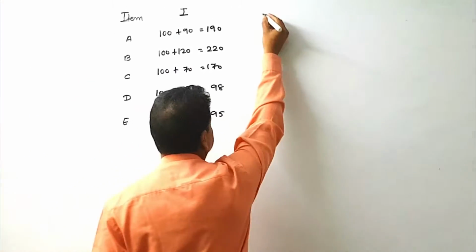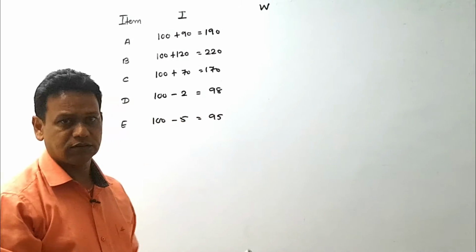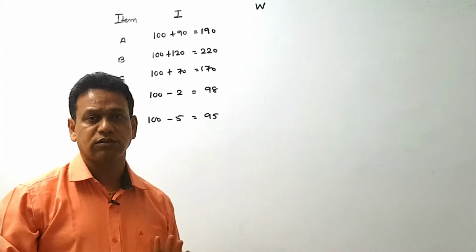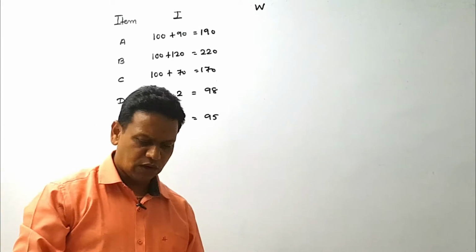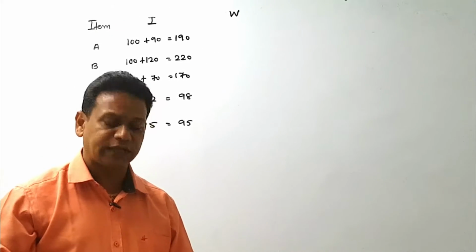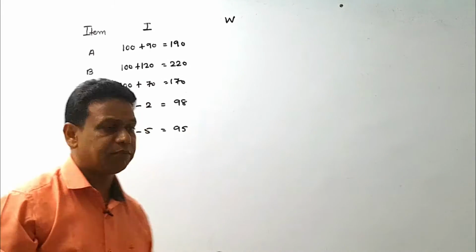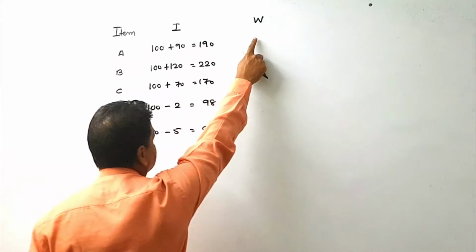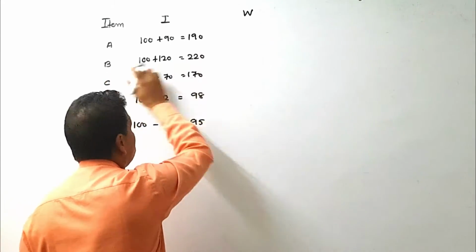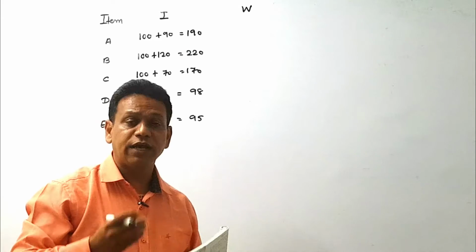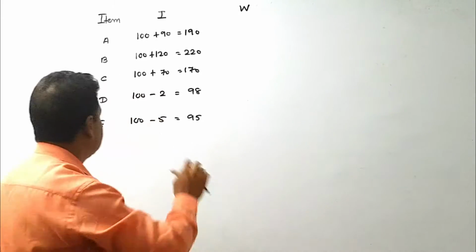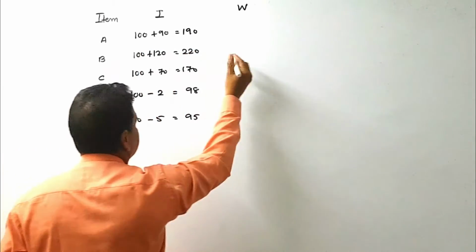Then they have given importance. Importance is always denoted by W. But most importantly, they have not given the importance clearly. They have given only sentences. So refer to the very first thing, item A. Item A is 4 times the importance of item B. That means your item A's importance is 4 times that of item B. But we don't have the importance of item B. So we are going to assume the importance of item B as 1.